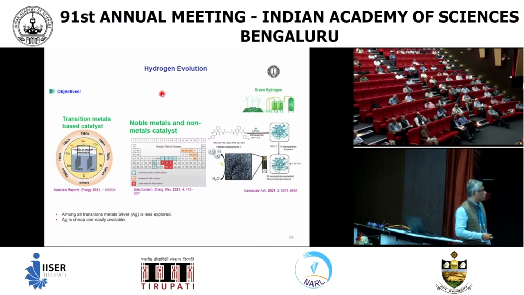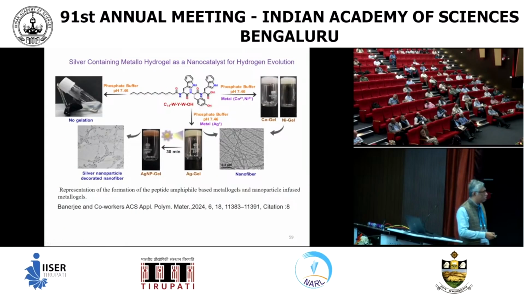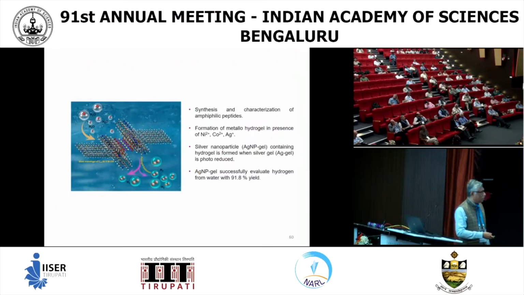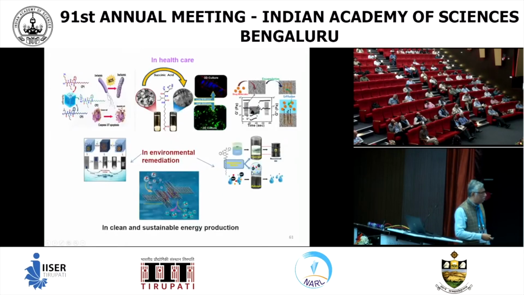And the last portion, using these metallopeptides we have made, they can chelate these things and reduce under sunlight. They form nanoparticle-decorated nanohybrid materials, and that has been used as a nanocatalyst for water splitting. And you see, these were evaluated, there's hydrogen evolution with more than 91% yield.